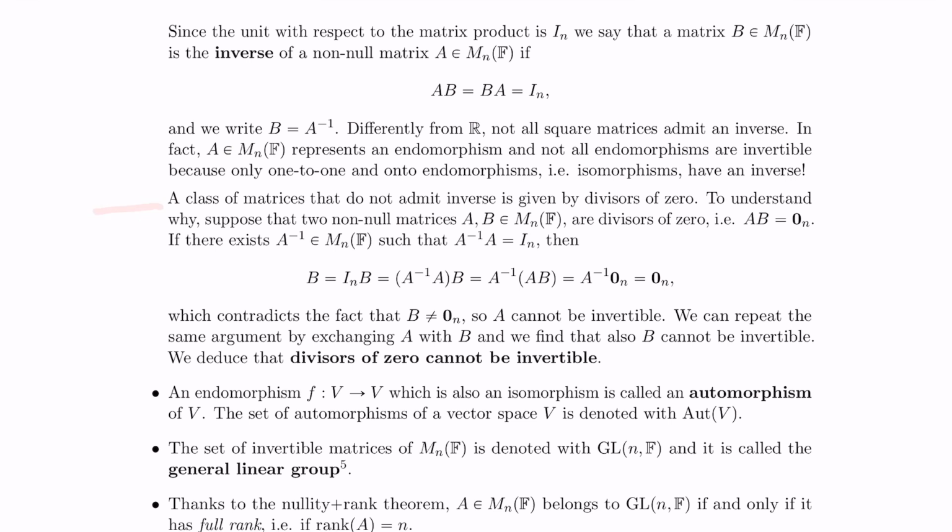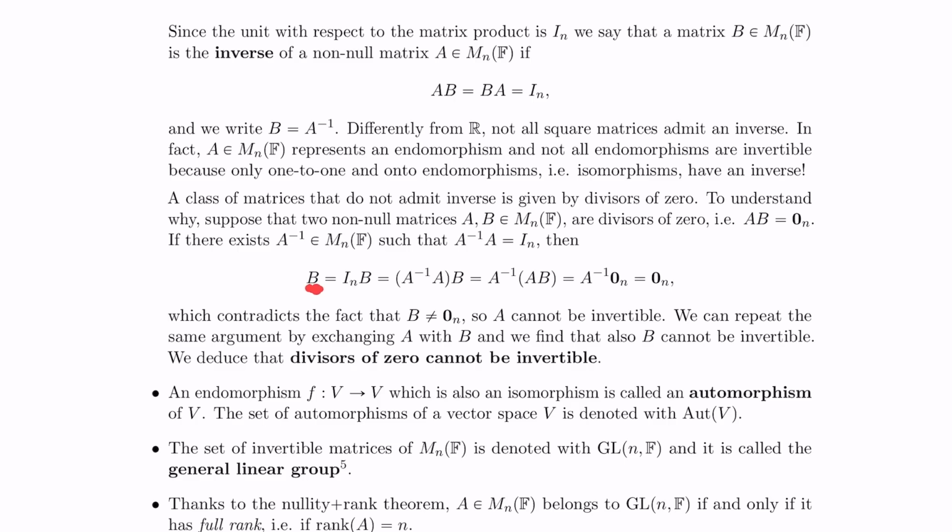Divisors of zero represent a class of square matrices that cannot be inverted. In fact, if A and B are two divisors of zero, then it means that they are non-null matrices, keep in mind this, such that A times B is equal to the null matrix. Suppose now that there exists the inverse of A, such that the inverse of A times A is equal to the identity matrix. Then look what happens.